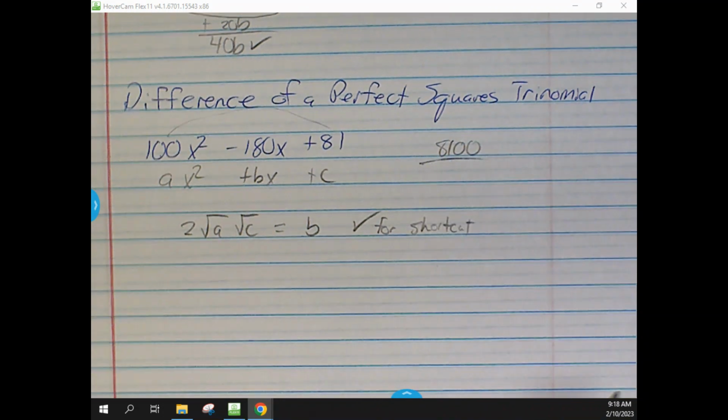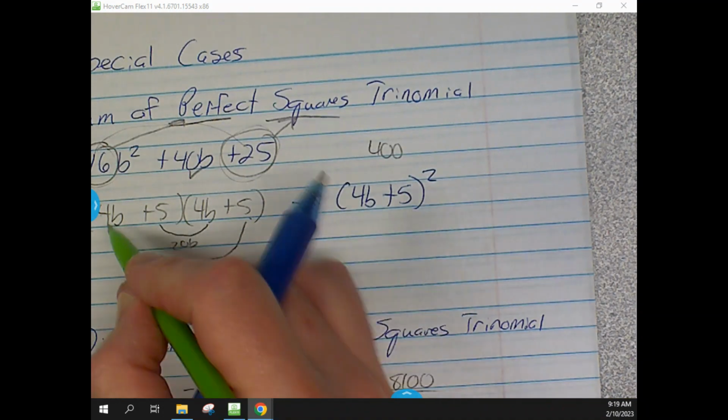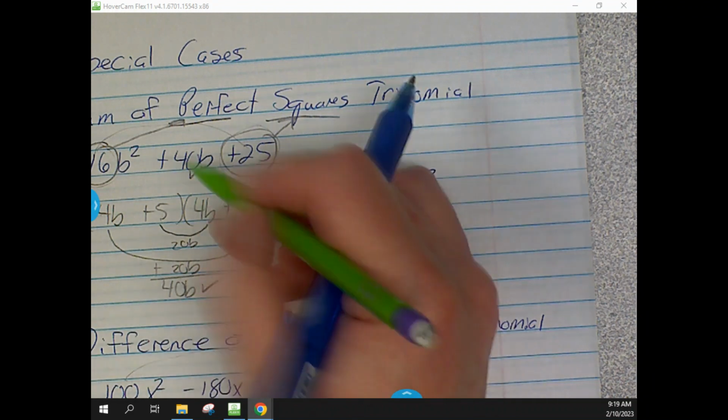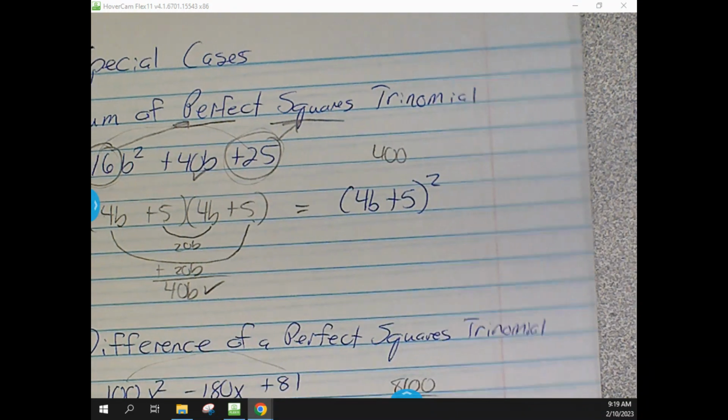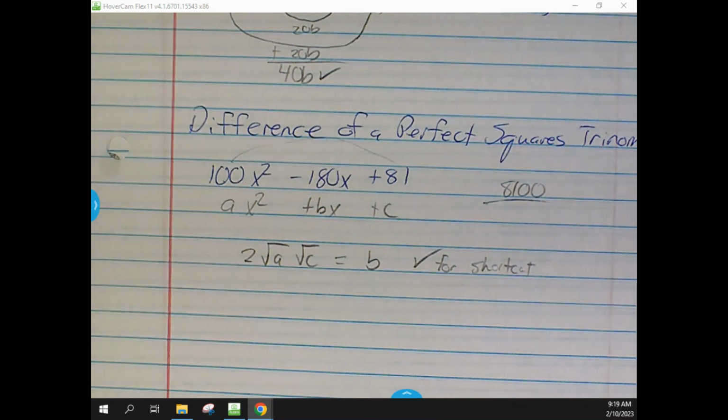And some people go, well, I'd rather just go back up here and just do this times this and this times this and see if those two things add together to be my middle term. And that's fine. It's doing the same thing. It's just doing it a different way.